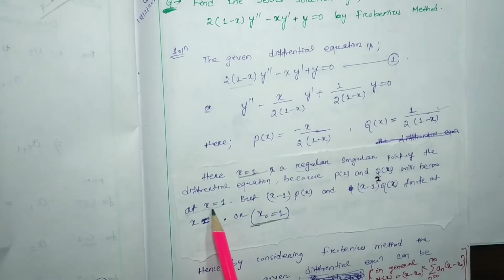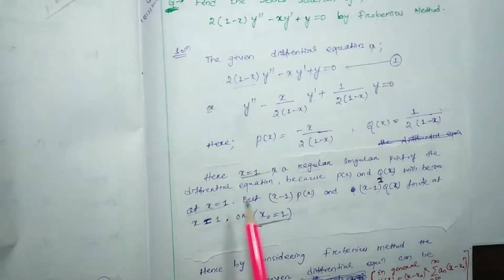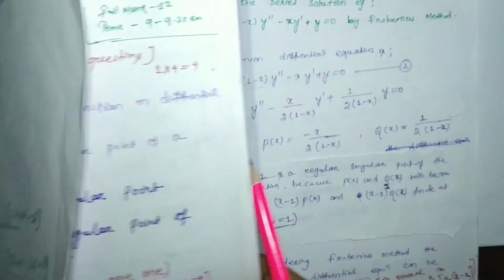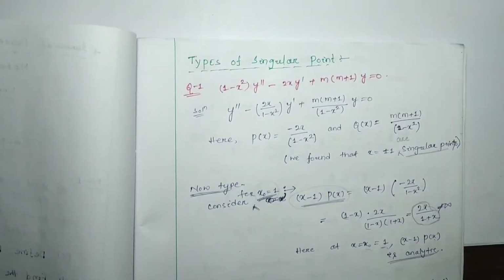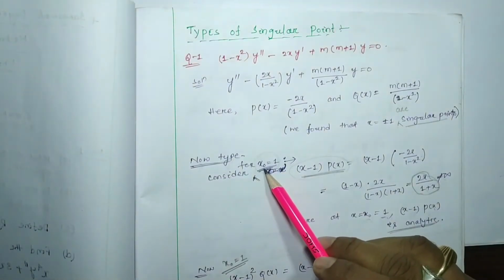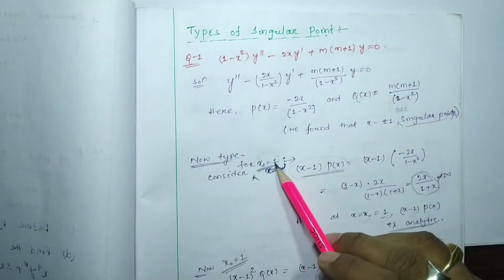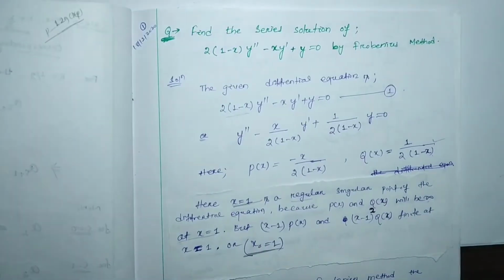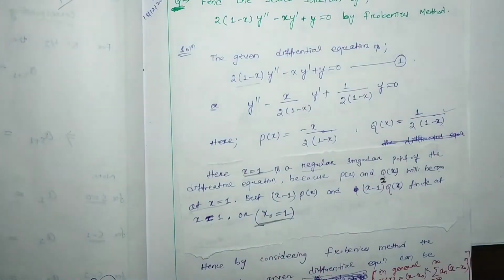Here we are considering x0 equal to 1 whenever we are trying to find out the type of singular point. Here you can see types of singular point, we are considering x equal to x0 equal to 1. Only for that I have written x0 equal to 1.